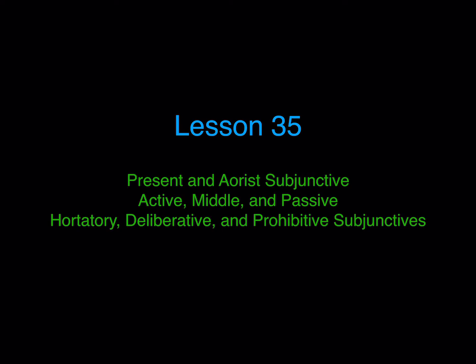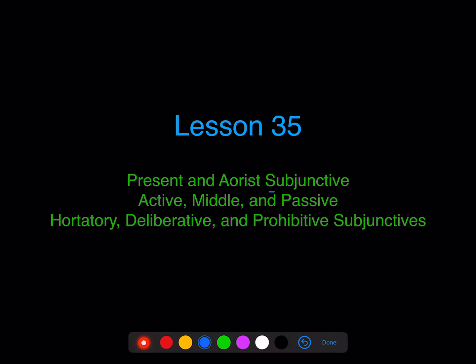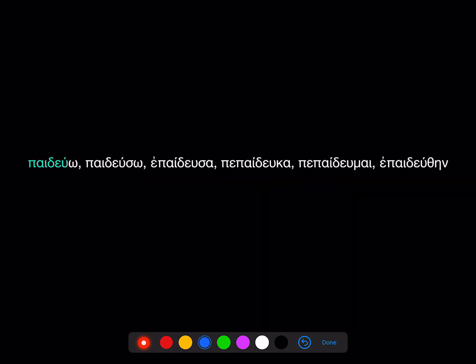Hello, welcome to lesson 35. We are going to add in the subjunctive mood in the present and aorist, active, middle, and passive. And we're going to learn three uses of the subjunctive: the hortatory, deliberative, and prohibitive subjunctives.